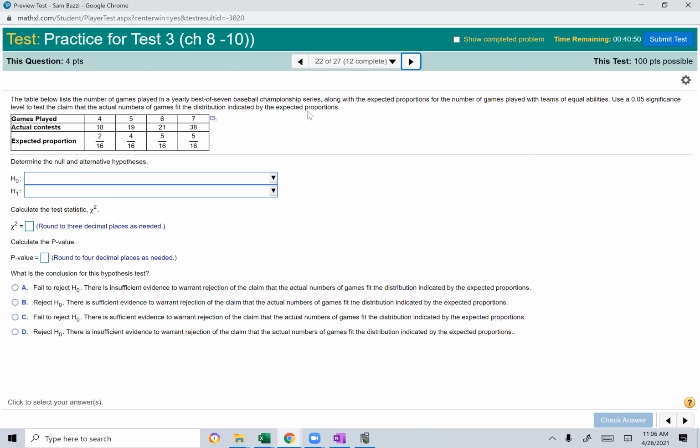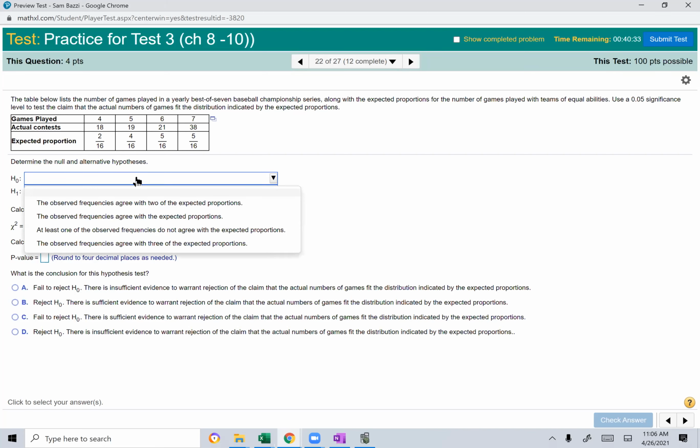the expected proportions. Here, guys, he didn't give you the proportion as a percent. He gave them to you as fractions, which is very much the same. These are the frequencies, 18, 19, 21, 38, and these are the expected frequencies. So H0 and HA. Let's select them.